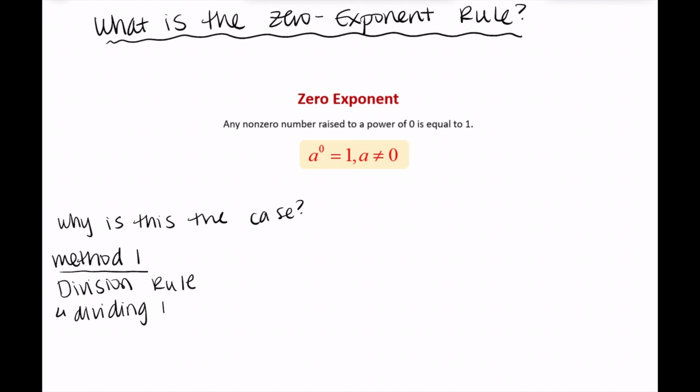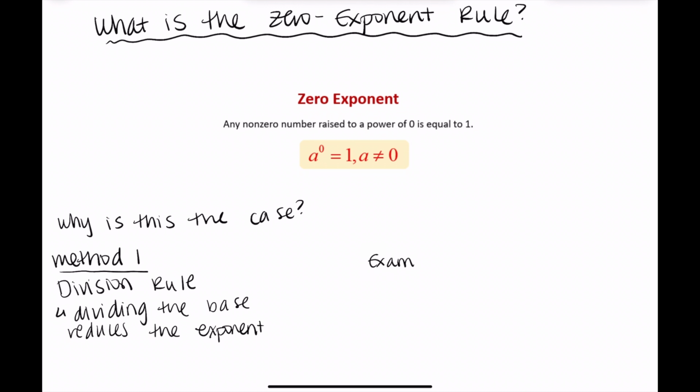Method 1, what we're going to look at first is applying the division rule. So we went over this in our last video. Again, if you haven't watched that, I will go through and link that here for you guys. By following the same logic from the division rule, we know that dividing the base reduces the exponent, right? So just to illustrate this for you guys, let's do an example.